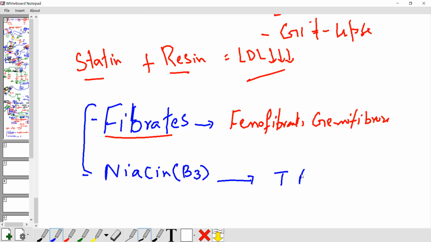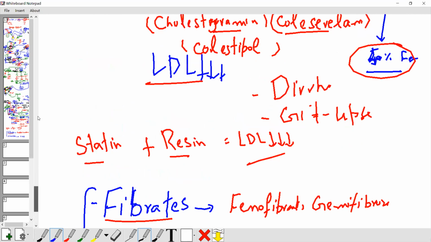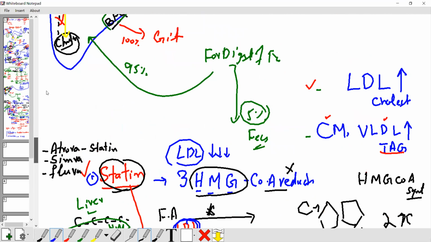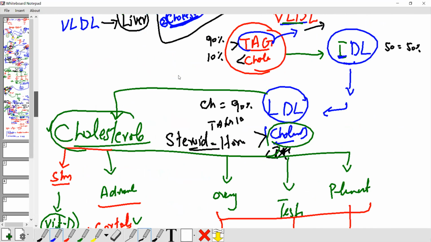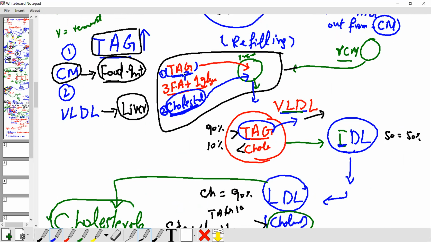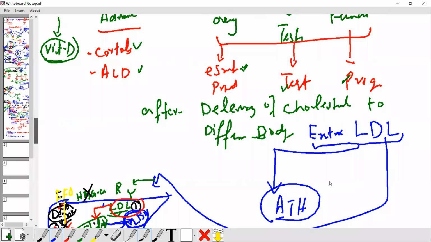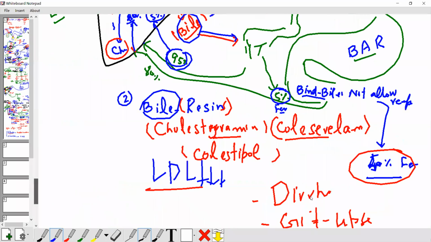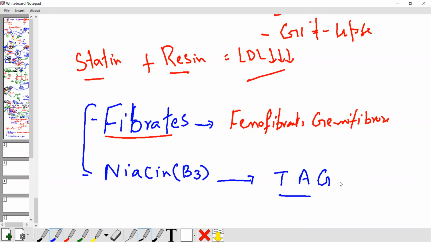Niacin does what? If you remember the first picture here, how we refill the remnant chylomicron, the liver has the ability to produce triacylglycerol. If you block this, then triacylglycerol will become low. So if any person suffers from hypertriacylglyceremia, niacin does not act on cholesterol as well, but acts on triacylglycerol much better. Triacylglycerol synthesis is blocked by niacin. So you can use niacin for hypertriacylglyceremia.